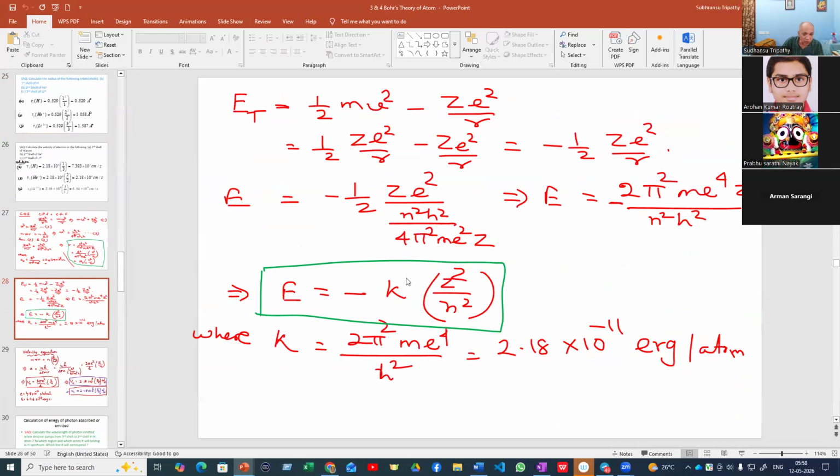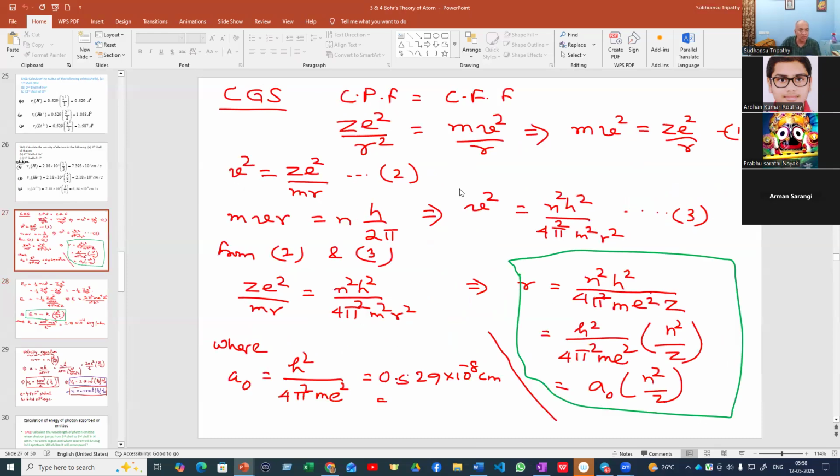For the constants, m is 9.1 into 10 to the minus 28 gram, or 10 to the minus 31 kg, e is 4.8 into 10 to the minus 10 statcoulomb or ESU, and h is 6.626 into 10 to the minus 27 erg second. Substituting gives 10 to the minus 11 erg per atom, which we convert to 10 to the minus 18 joule. So this derivation is also required.